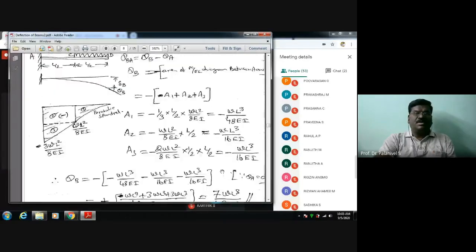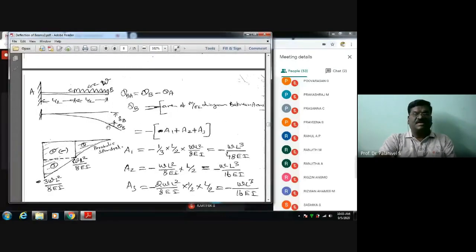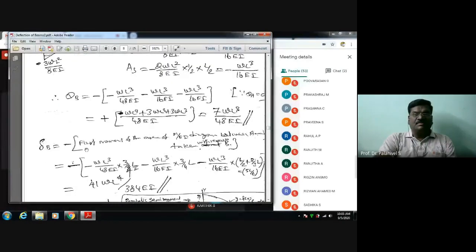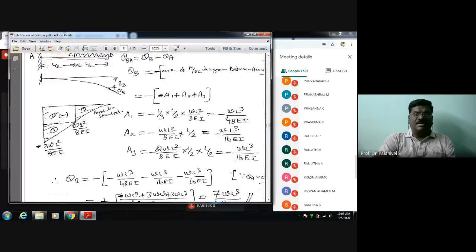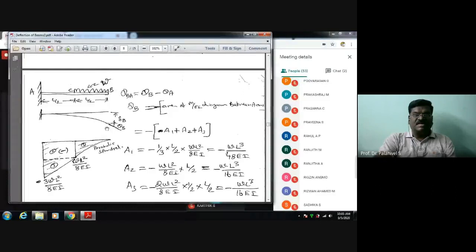Suppose you want to determine the deflection at the free end. Delta B is equal to minus the first moment of area of the M by EI diagram between A and B, taken with respect to B. Already we know the moment of area theorem. Why is it delta B? How is it the deflection at B?